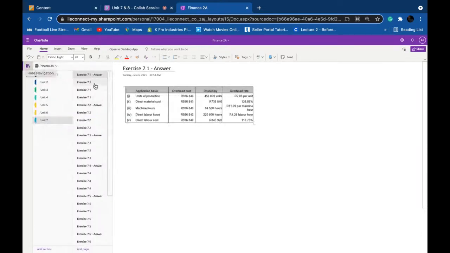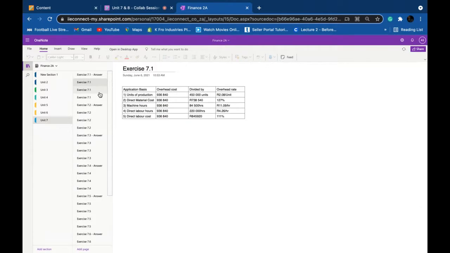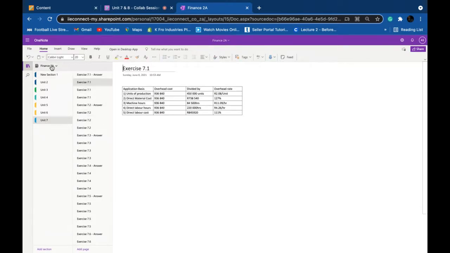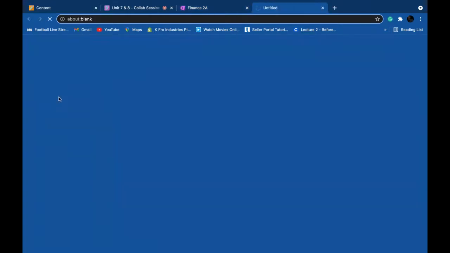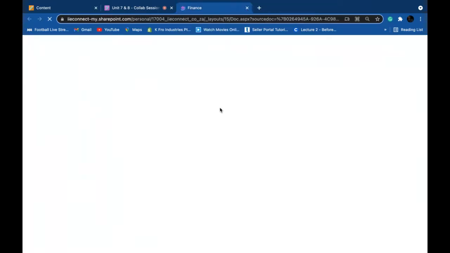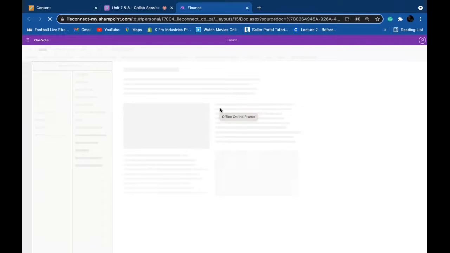Okay. Trying to see something here. I'm on the wrong one. I should be in 2B. This is where I should be. Okay, whilst that's loading, I think we can go through the question.